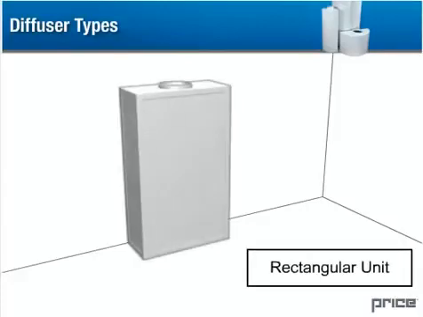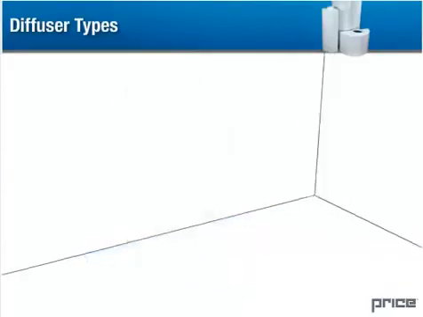Rectangular units are typically placed against a wall or partition. If only the face of the unit is active, a one-way pattern is produced. If both the face and sides are active, a three-way pattern results, with a higher volume capacity. Diffuser inlets are usually at the top of the unit, although bottom or rear inlets are available.